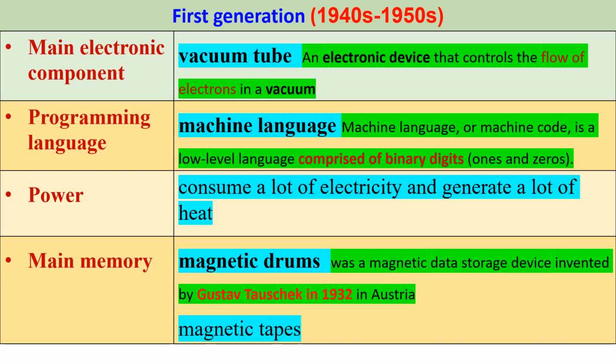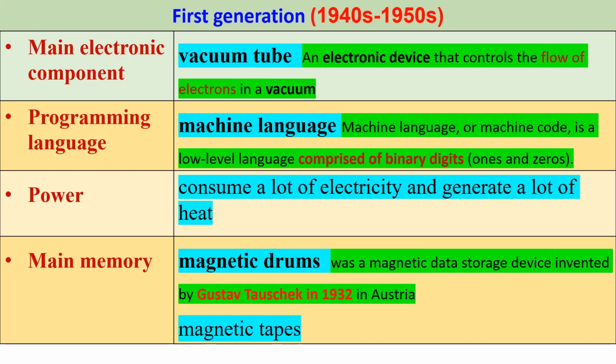No other word or text is accepted by the machine. Then power: if you consider the power consumption, it will generate lots of heat because of the vacuum tubes. Then main memory: these machines contain some main memory. The technology of this main memory is magnetic. They are called magnetic drums.